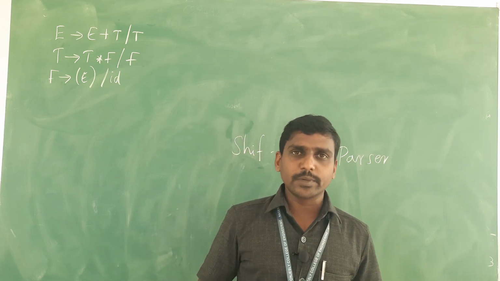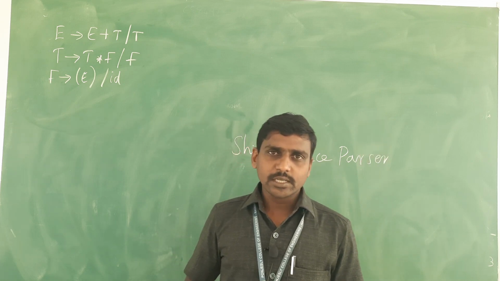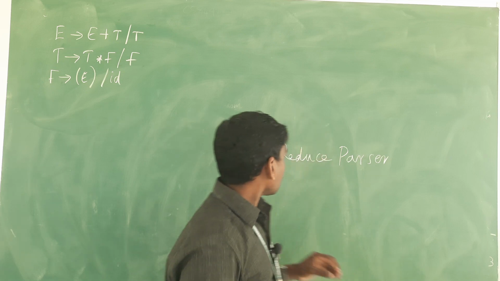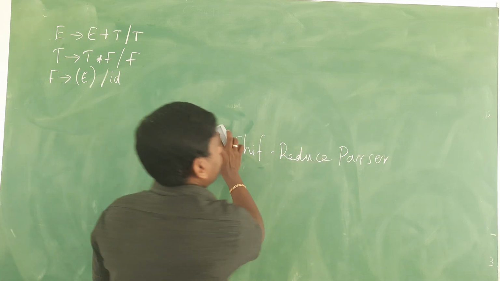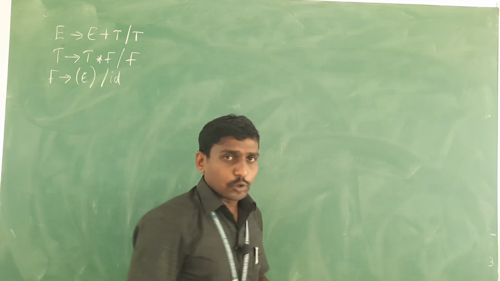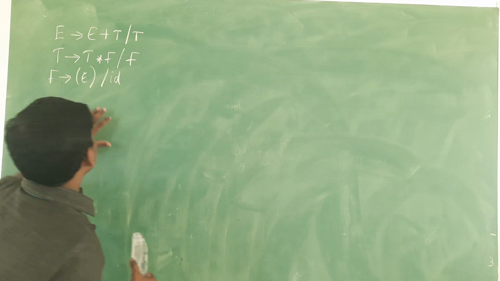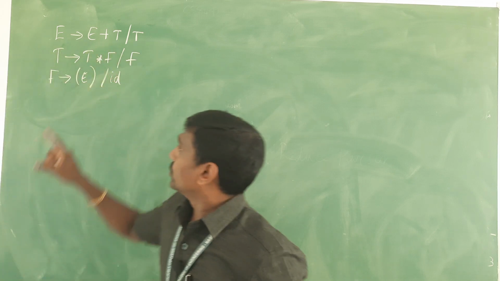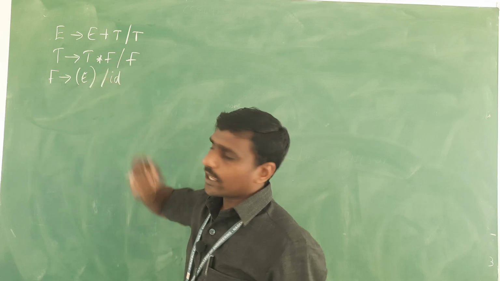So what is a bottom-up parser? We parse from leaf node to root node. That means from the given input up to the start symbol. Shift reduce parser is an example of a bottom-up parser. Let us take this grammar: E tends to E plus T, T tends to T star F, F tends to open brace E close brace or ID.